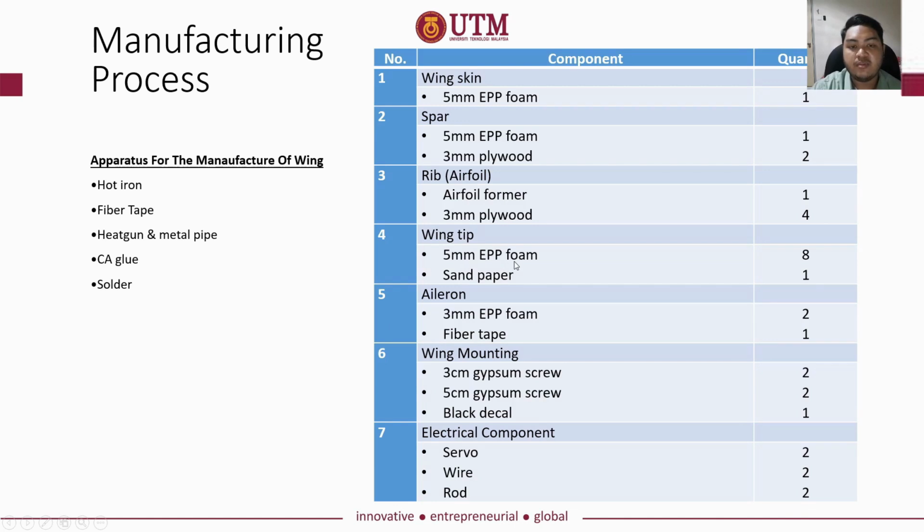Of the 5mm EPP foam, we are using 4 pieces for the left side of the wing and another 4 for the right side of the wing. And then we are using sandpaper to get a smooth surface for the wing tip.